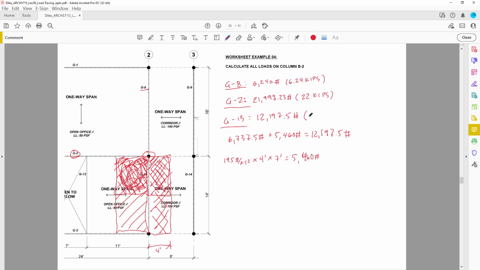And we can round that up to 12.2 kips. So what is the total load? If we add all of these things up, let's add up the kips. 6.24 plus 22 plus 12.2 kips. That is going to be a total load on column B2 of 40.44 kips. All right, so this solves for example 4, and we only have 3 to go. Let's look at those.